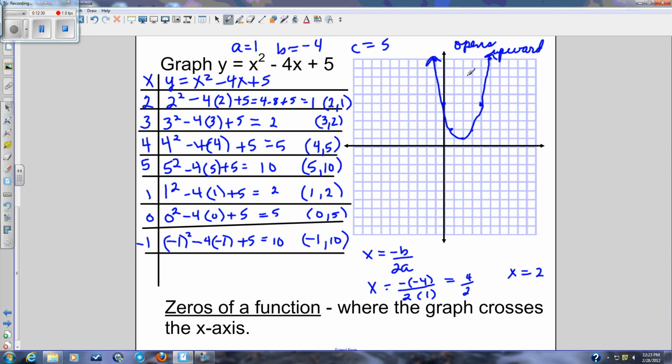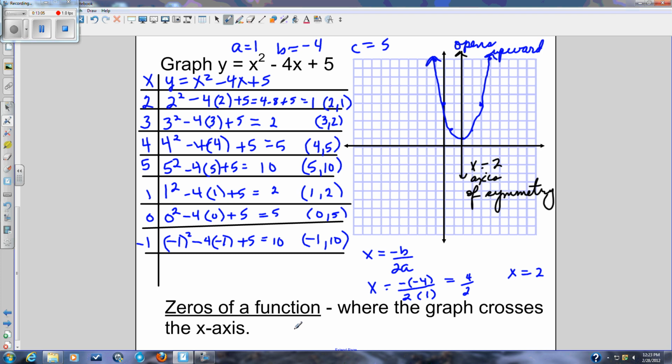Okay. And the axis of symmetry we said was x equals 2, so let's just draw a vertical line through 2 on the x-axis. And that is your axis of symmetry. I'll just make that note right here. Okay, so by putting in that axis of symmetry, we can see that one part of the parabola is the mirror image of the other side.